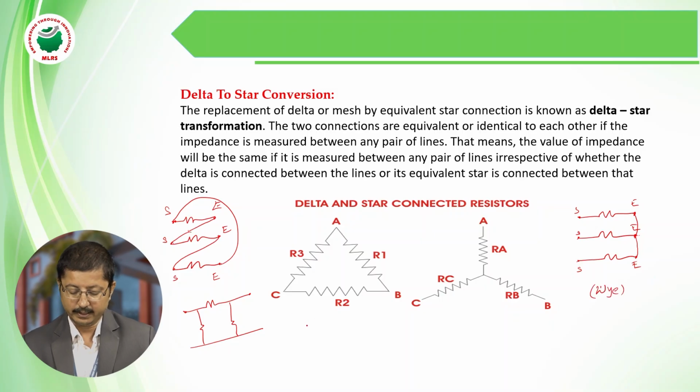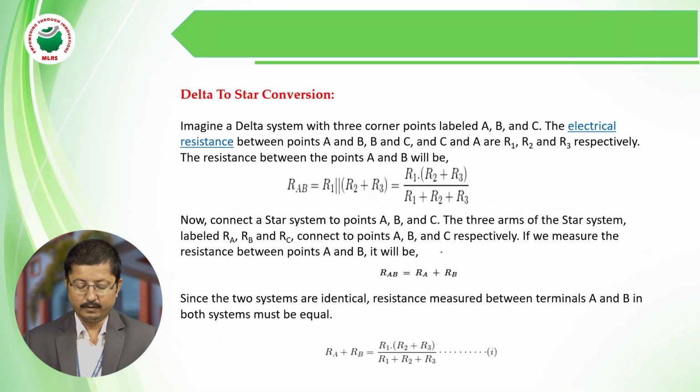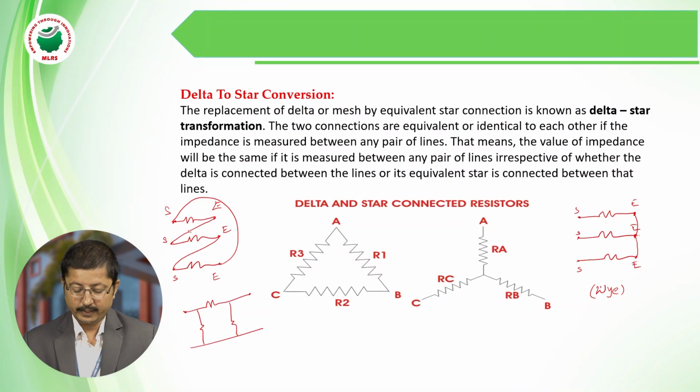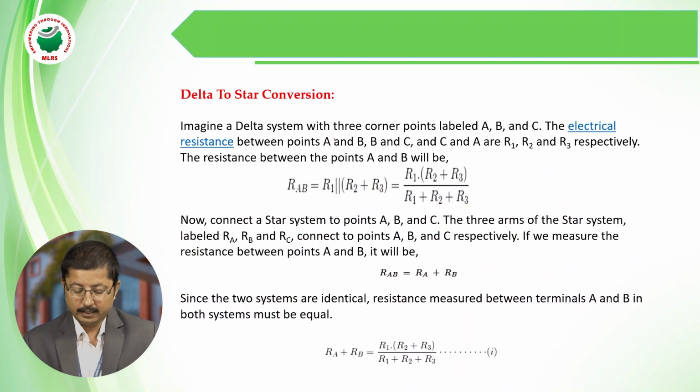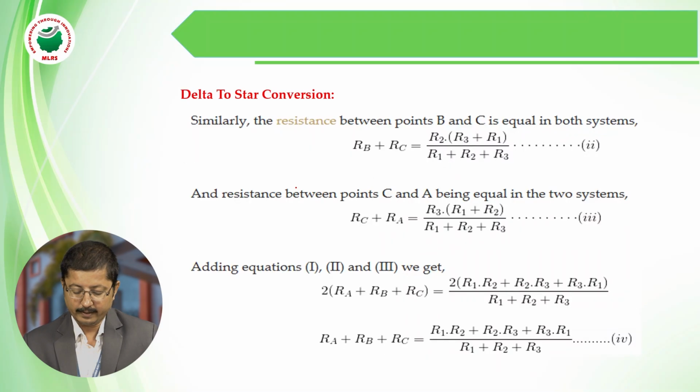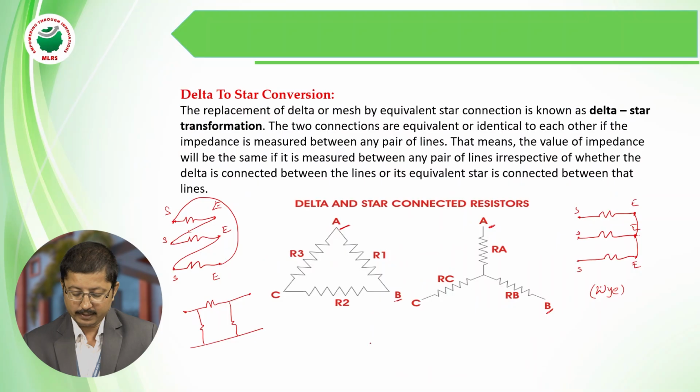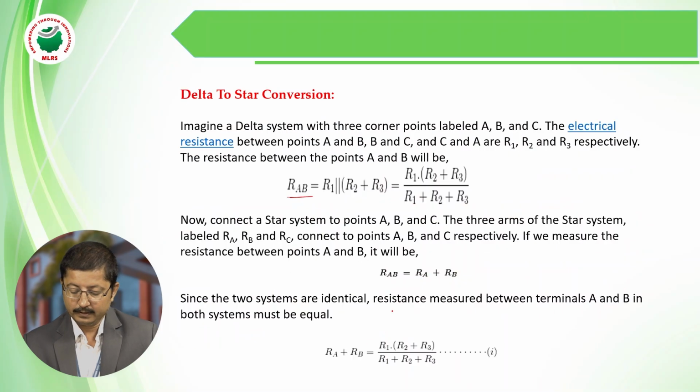So this delta connection is an enclosed loop, while the star is an open circuit. Okay, so now let us derive the conversion from delta to star. First we have to see the delta connection here. The impedance between these 2 points, when we transform from star to delta and delta to star, must be the same. So first we have to see RAB in the delta connection. This is A and this is B, and this is R1.